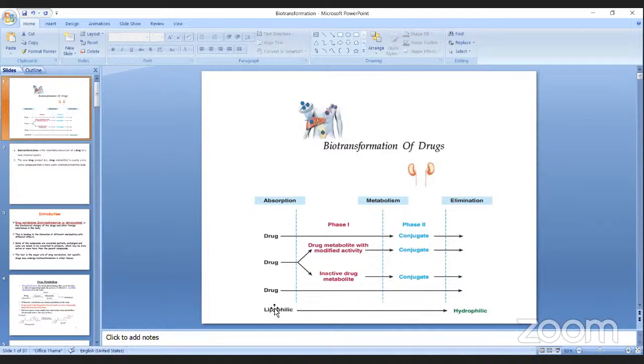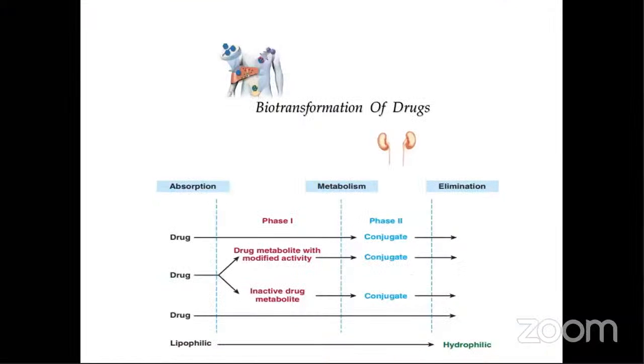First of all, drugs all have lipophilic properties, and then they are converted to hydrophilic drugs, which are water soluble. First, a drug should have lipophilic property because it can cross the cell membrane. After metabolism, it will be converted to hydrophilic, which means it should be water soluble.